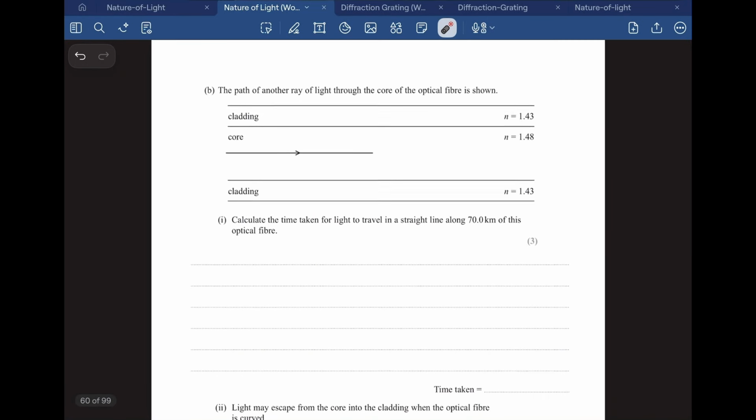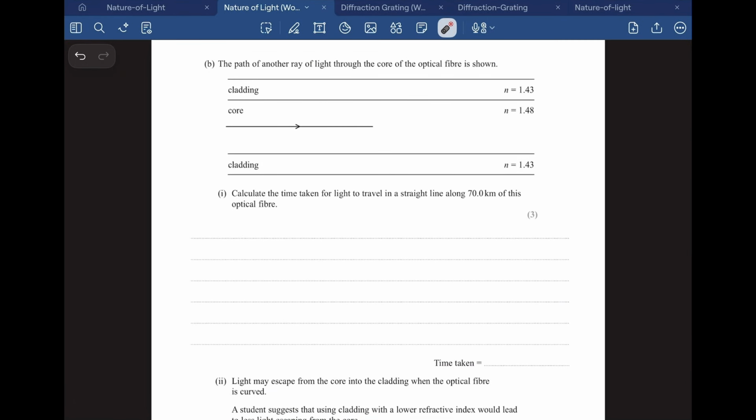Okay, now the next question says the path of another ray of light through the core of the optical fiber is shown. Calculate the time taken for the light to travel in a straight line along 70 km of its optical fiber. So it will travel 70 km in this direction in a straight line. As it will be moving in a straight line, we'll have to figure out the velocity with which this light will be traveling, right?